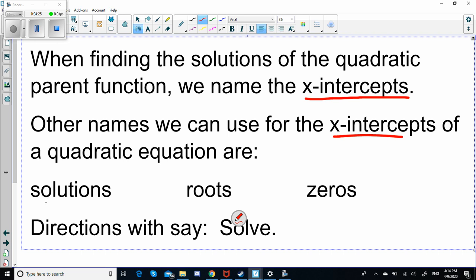So you can factor to find solutions, or factor to find roots, or factor to find zeros, or the directions may just say solve. This all means that you're going to factor the quadratic to figure out any of these terms. They mean the same thing, where the parabola or the quadratic crosses the x-axis.